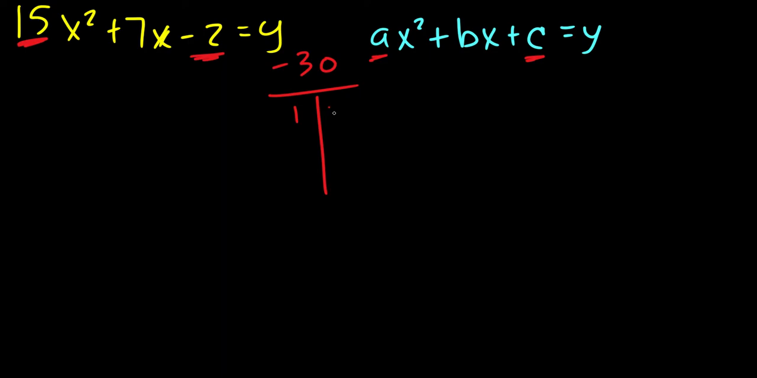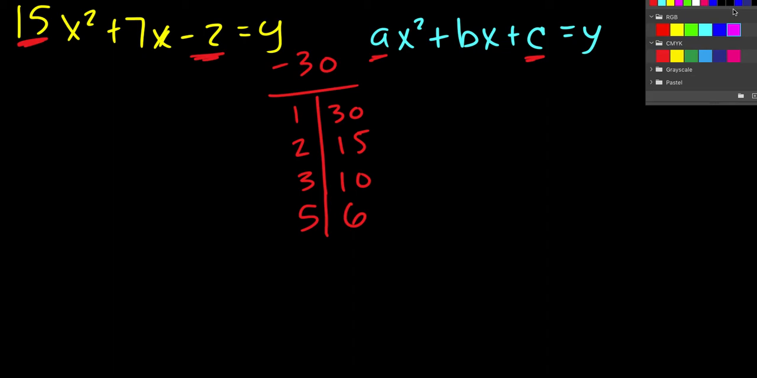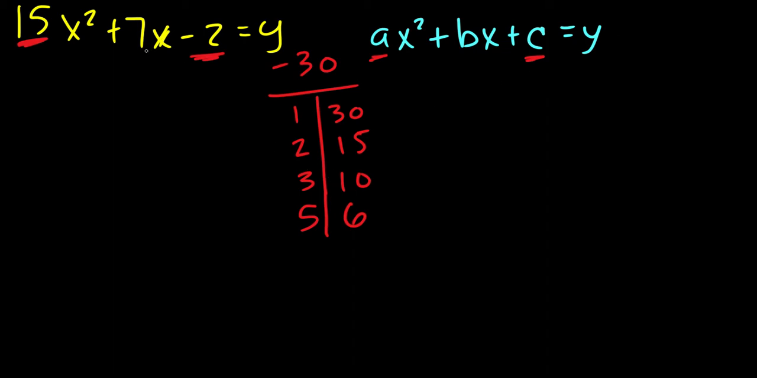So we start with 1 and go to 30, 2, go to 15, 3 times 10, 4 doesn't multiply to make 30, so we move on to 5 and get 6. There's no whole numbers in between 5 and 6, and so that's how we know we have everything that we can. Now, just like in the t-factoring method, we want them to add up to the b number.